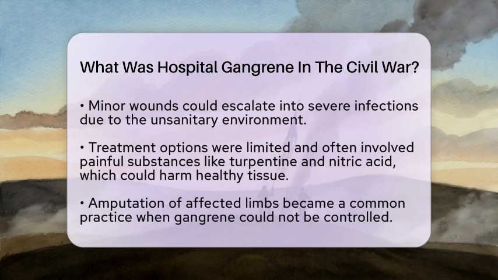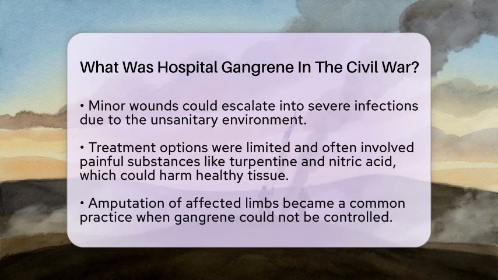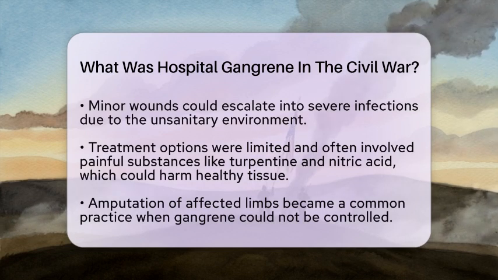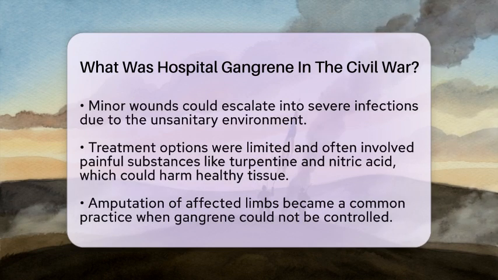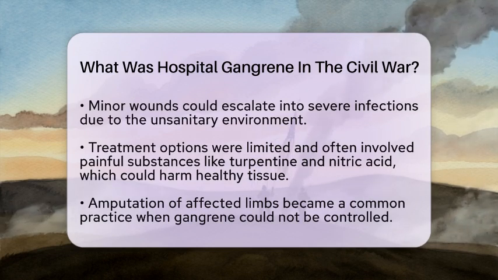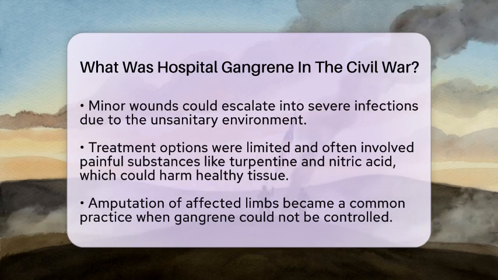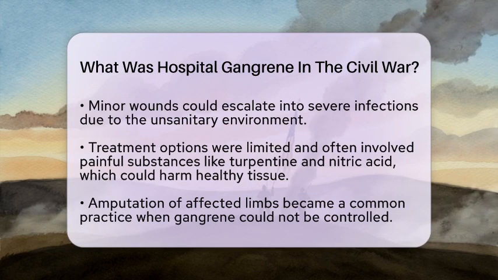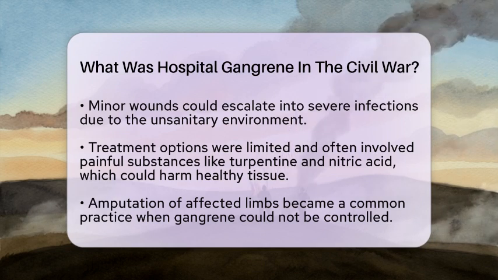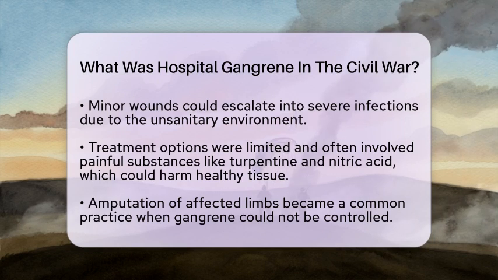Treatment options were limited and often painful. Doctors used harsh substances like turpentine, nitric acid, and iodine tinctures in an effort to stop the infection. Unfortunately, these treatments often damaged healthy tissue and sometimes made the situation worse. When gangrene could not be controlled, amputation of the affected limb became the common practice. While this was a traumatic procedure, it was often the only chance for survival.